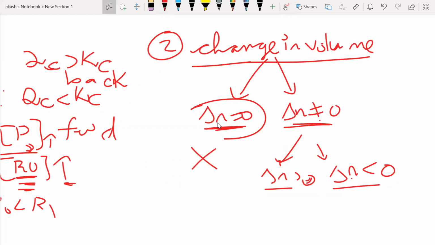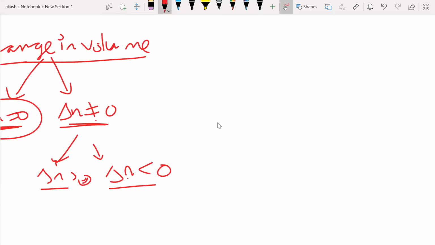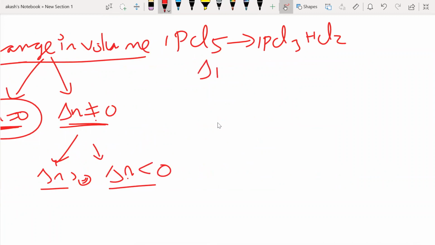Okay, let me take some examples. Say delta N greater than 0, that means products should be more. I can take PCl5 giving PCl3 plus Cl2. You see there is 1 plus 1, 2, and here I have only 1. 2 minus 1 is 1. So delta N is greater than 0. Let me write the Kc equation directly.